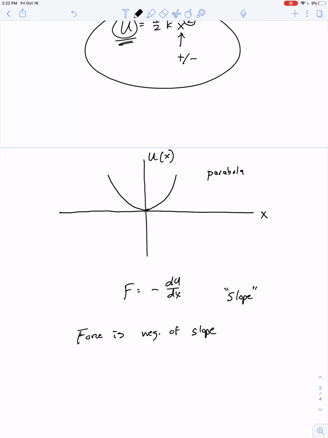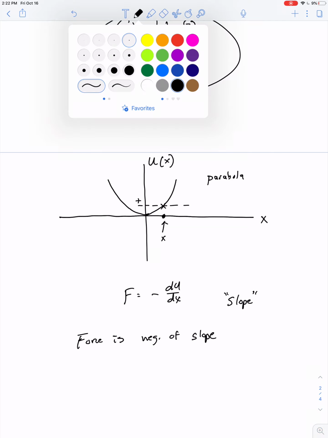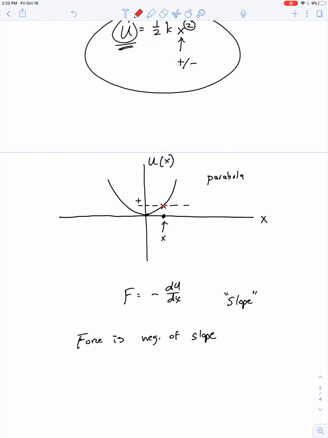So for example, when the spring is at a position x, as indicated in this dot, then the amount of potential energy is, of course, some positive value. But what about the force? The force is the negative of the slope. So at this point, the slope is found by taking the slope of a tangent line. Well, that slope is definitely a positive value, which means the force would be a negative value.